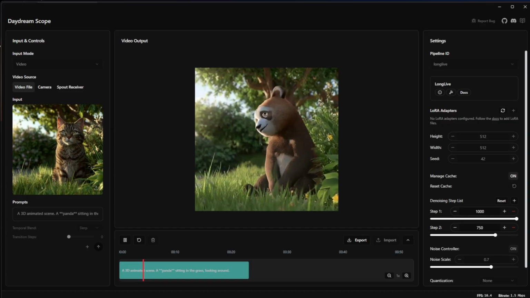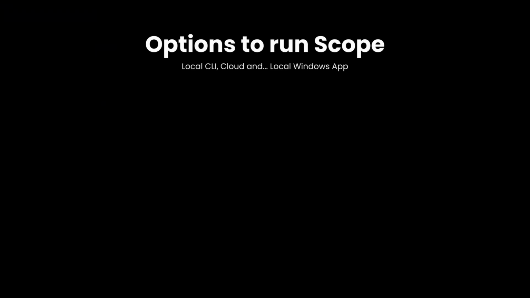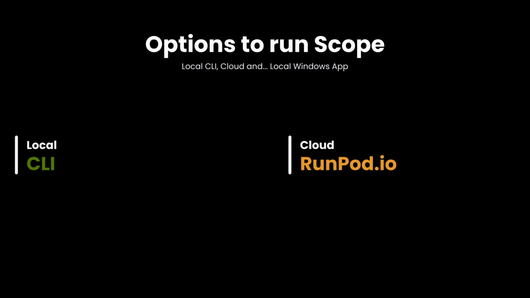Because until now, trying Scope usually meant one of two paths, right? Either you're comfortable with the CLI, or you run it on something like RunPod and you accept a bit of infrastructure thinking. And that's not a big deal, especially if you're already in that world. But for a lot of people, that friction is enough to stop them before they ever really experiment.